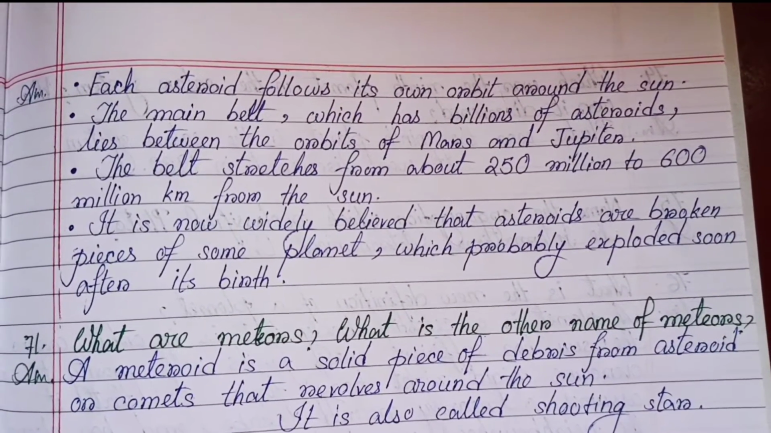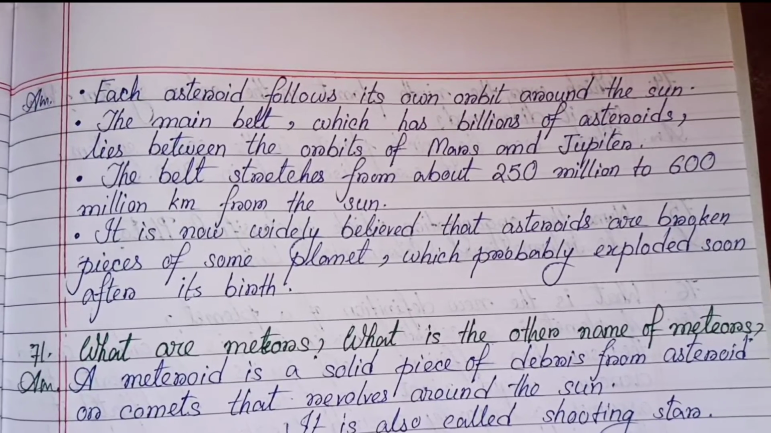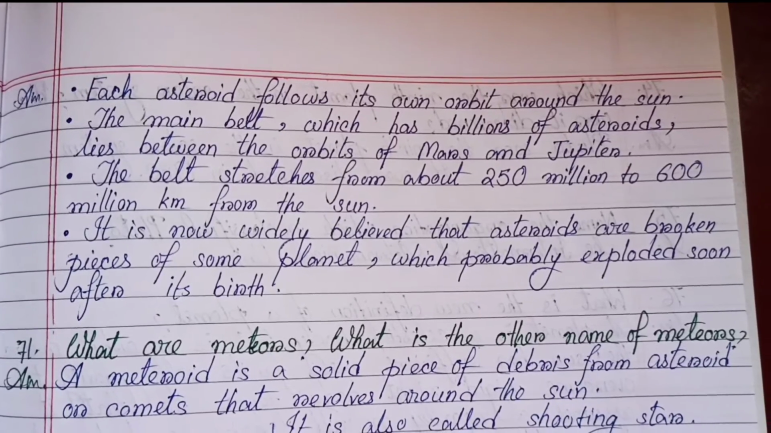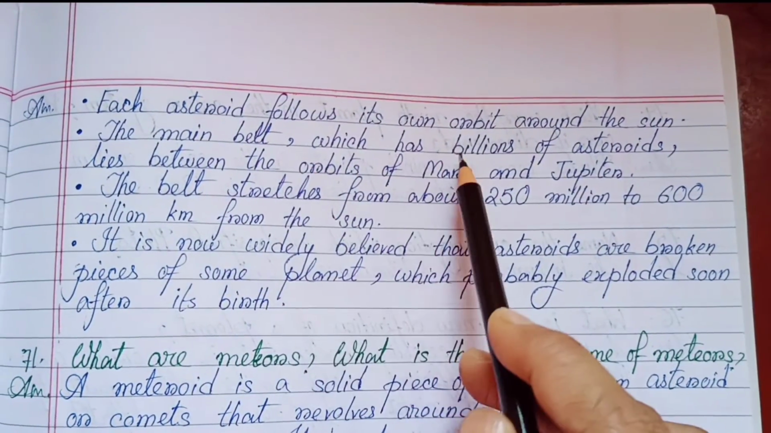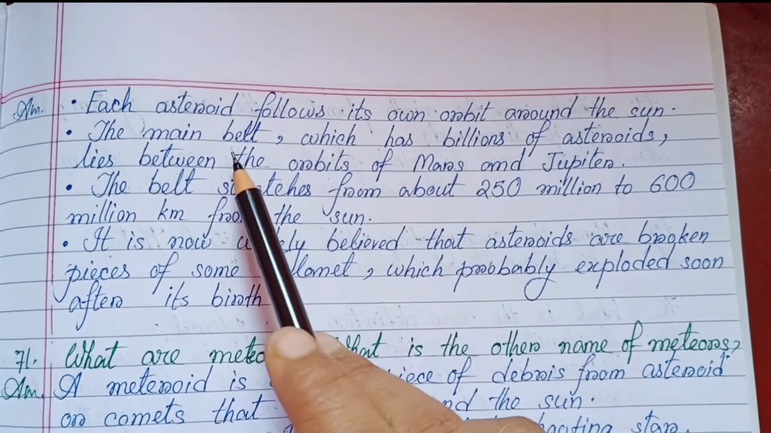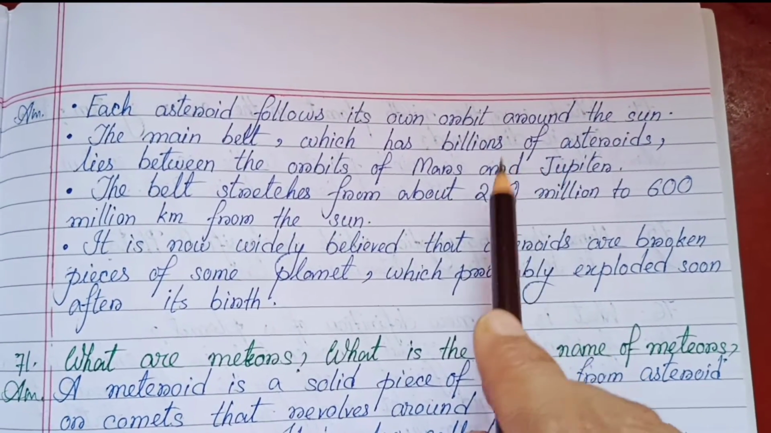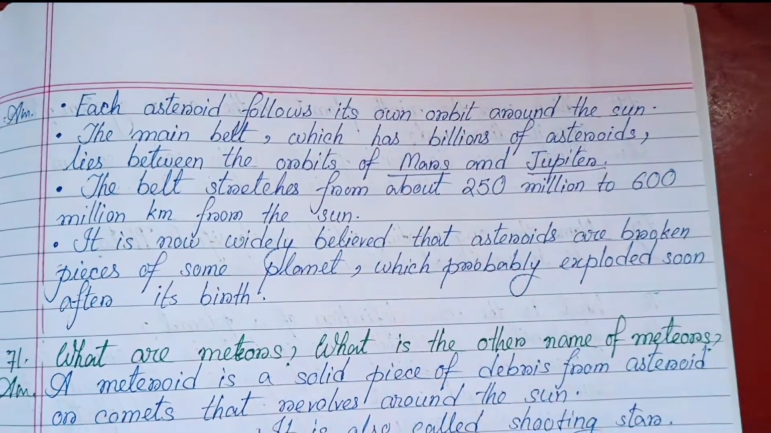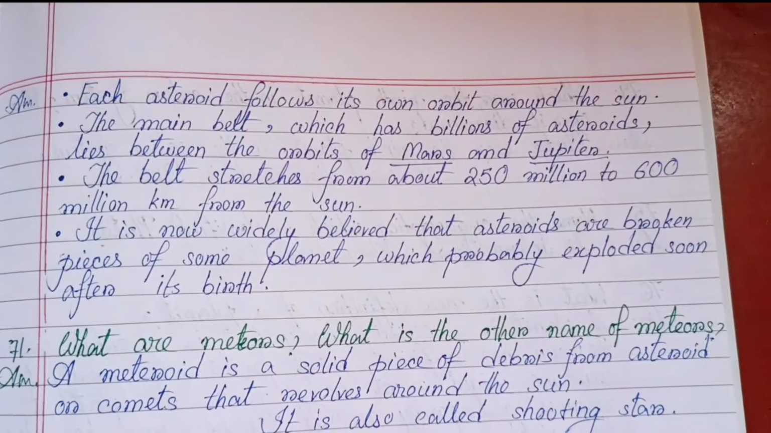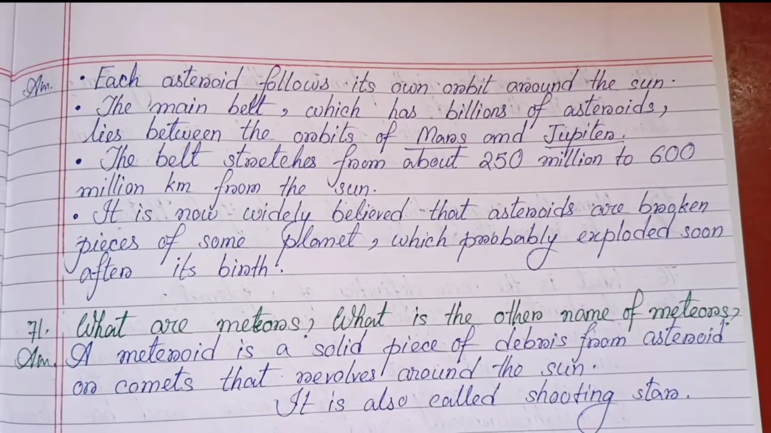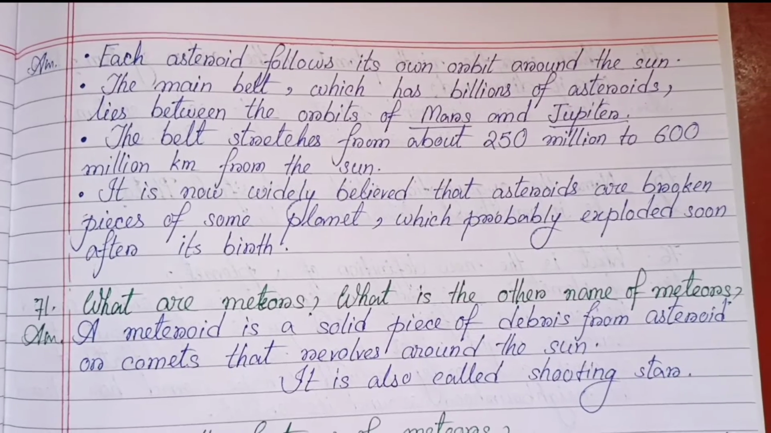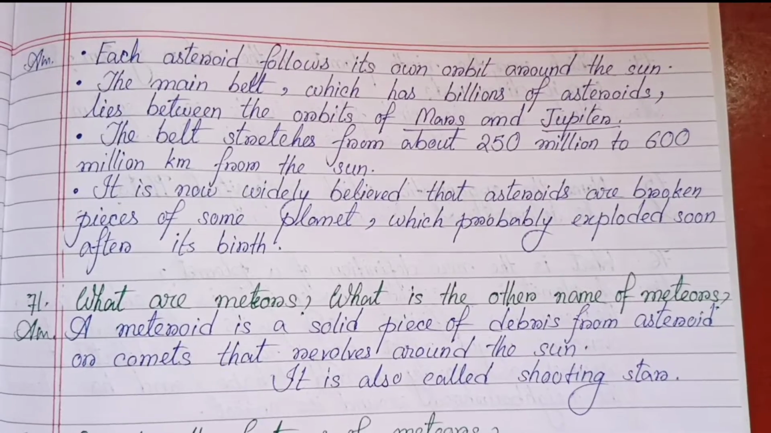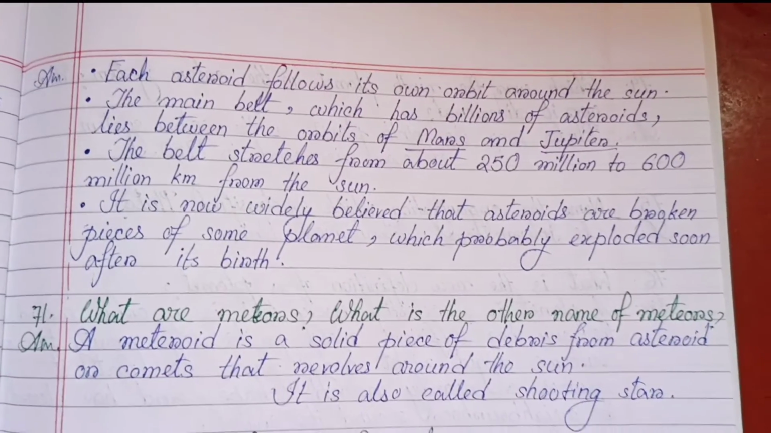The main belt, which has billions of asteroids, lies between the orbits of Mars and Jupiter. So this point is for the fill in the blanks from this chapter. Read this line very carefully, because this will be a fill in the blanks. The belt stretches from about 250 million to 600 million kilometers from the sun. It is now widely believed that asteroids are broken pieces of some planet which probably exploded soon after its birth.